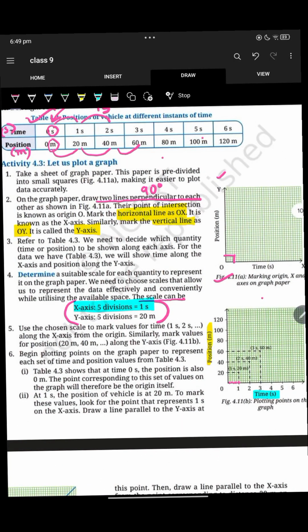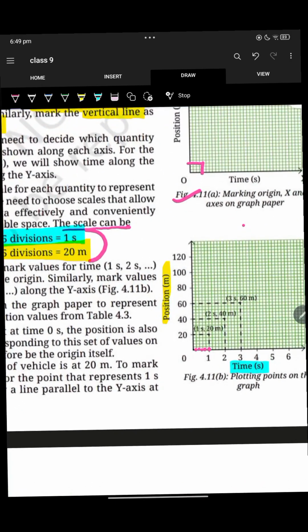Now what you will do, you will plot it in this manner. Okay, y-axis has 5 small division is equal to 20 meter. So again, you need to identify the 5 small division. You see 1, 2, 3, 4 and 5. So this is again 20 meter. The next 20 gives 40. Next 20 gives 60. So on.